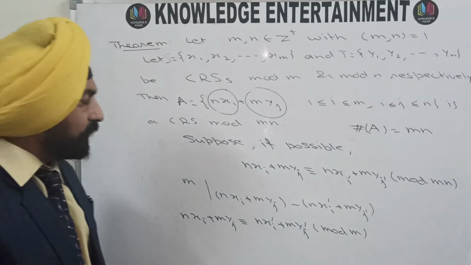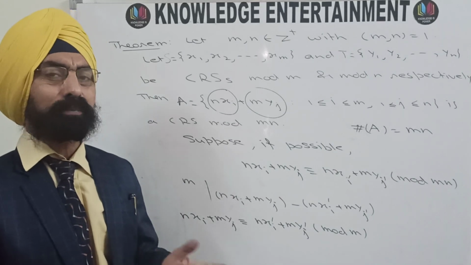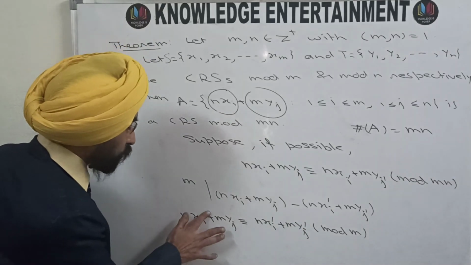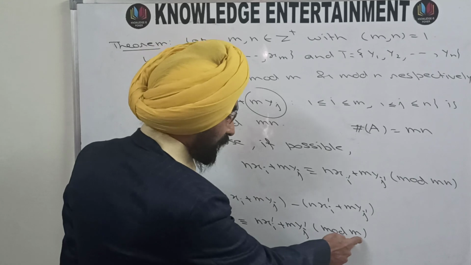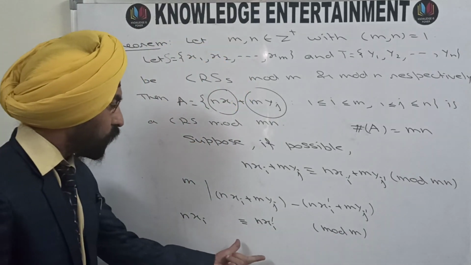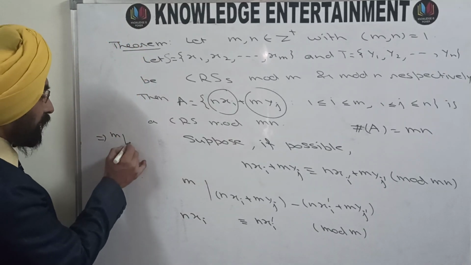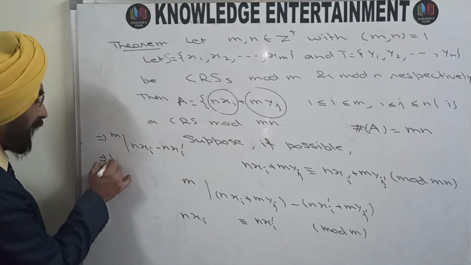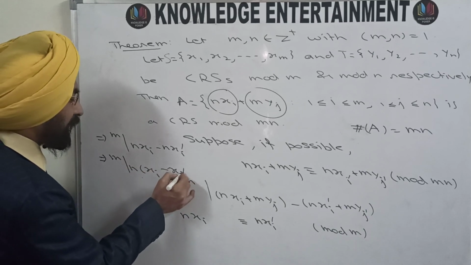And we know that if we are working with modulo m, then from the congruence equation every multiple of m can be removed. So m yj, which is a multiple of m, can be removed, so you will be left with this one. And similarly, m yj dash is a multiple of m, so from the congruence equation you can remove it. And now from this congruence equation, you can write m divides n xi minus n xi dash. So this means m divides n times xi minus xi dash.